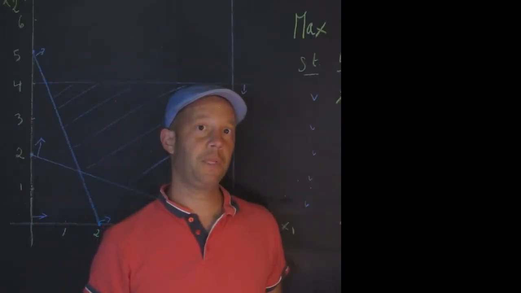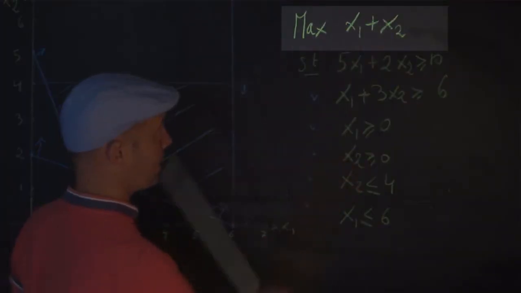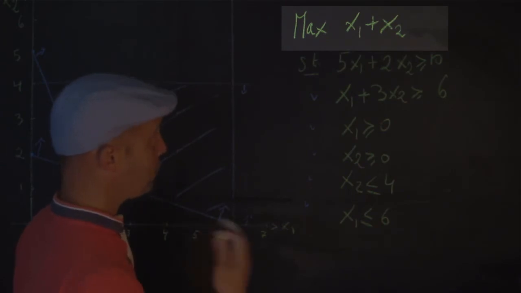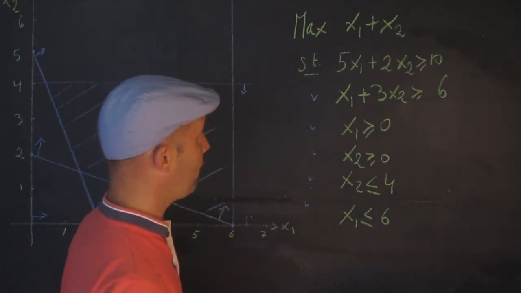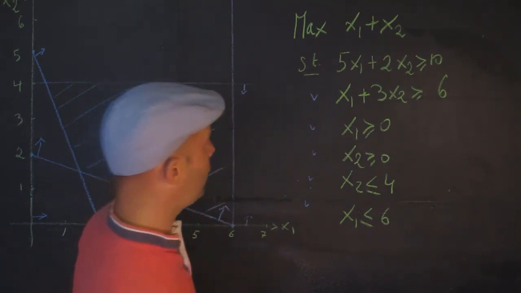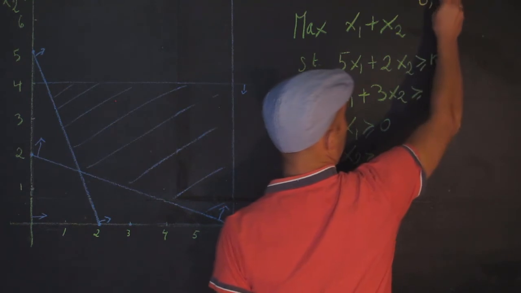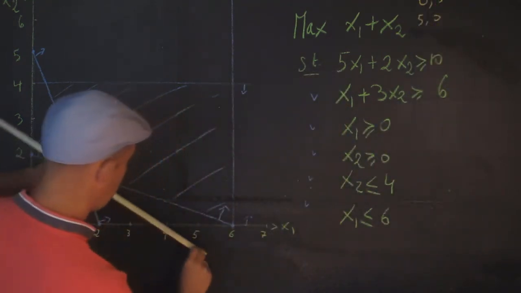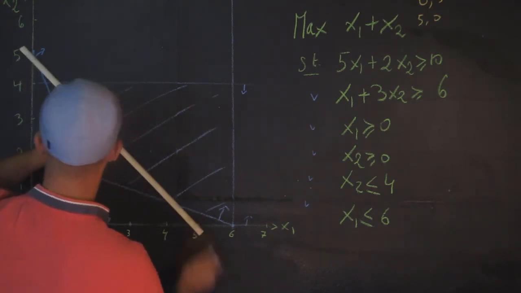I have zoomed in a little bit so you can better see. The objective function here is x1 plus x2. Let's suppose I want to have an objective function equal to 5. In order to get 5, I could say 0 and 5 is good, or 5 and 0 is good. So let's map this, 5, 0, and the other one at 5 here. That would be one objective function.